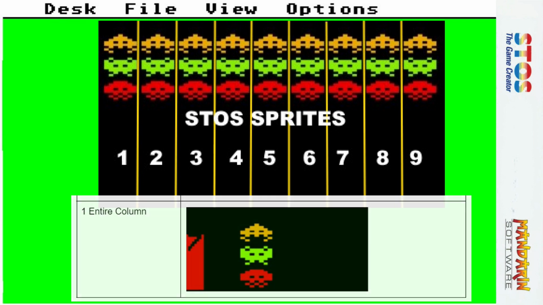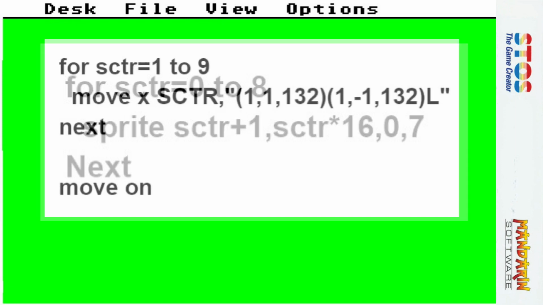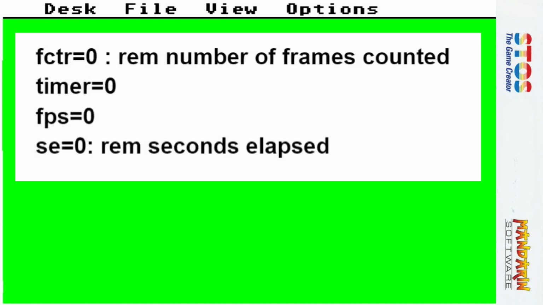We'll put them on the screen in a loop like this. Here we are simply adding 1 Sprite 7 to the screen every 16 pixels, starting at 0, 0. We will then move the sprites in a loop with the move command. They will start moving with the move on command. This is not new. We did this with a single sprite in the first tutorial.